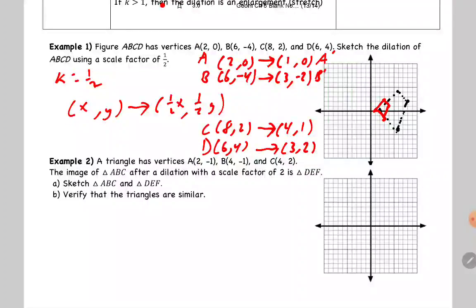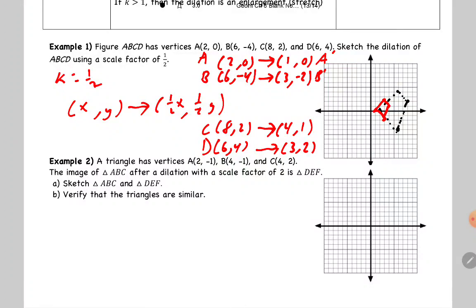Alright, let's do a different one. The image of triangle ABC after dilation with a scale factor of 2 is triangle DEF. Sketch the two triangles and verify that the triangles are similar.